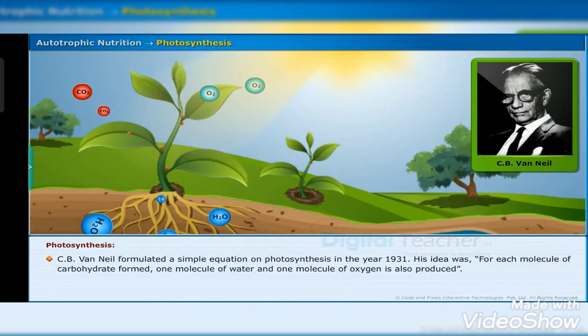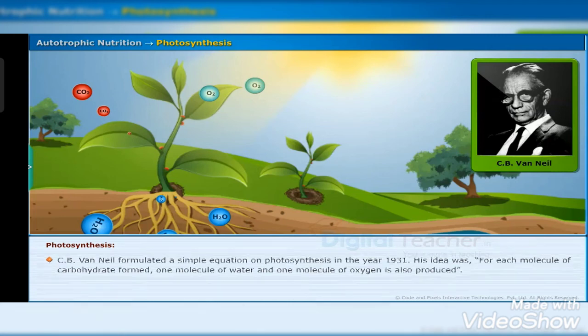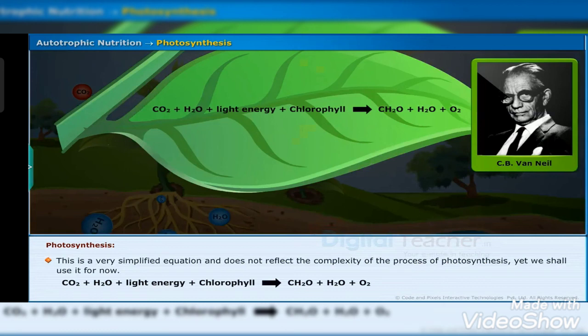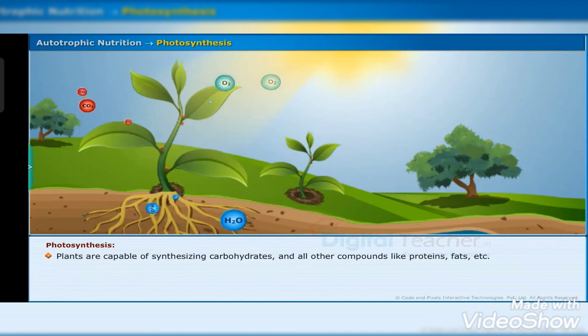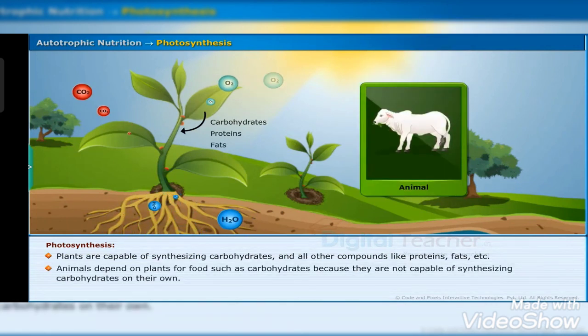His idea was for each molecule of carbohydrate formed, one molecule of water and one molecule of oxygen is also produced. This is a very simplified equation and does not reflect the complexity of the process of photosynthesis. Yet, we shall use it for now. Plants are capable of synthesizing carbohydrates and all other compounds like proteins, fats, etc. Animals depend on plants for food such as carbohydrates because they are not capable of synthesizing carbohydrates on their own.